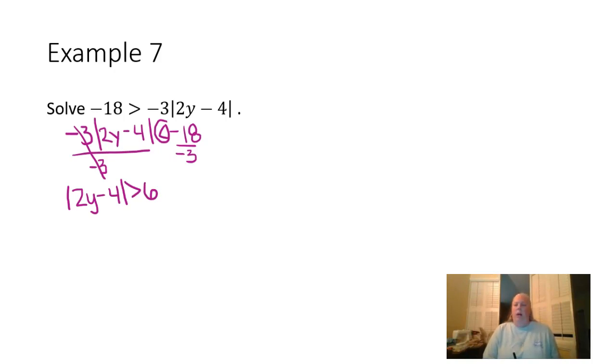This is a greater than problem, which means that when I draw the picture of it on the number line, this is an OR problem. Where is the number line shaded? Anything that's shaded on the number line is going to be part of my solution set.